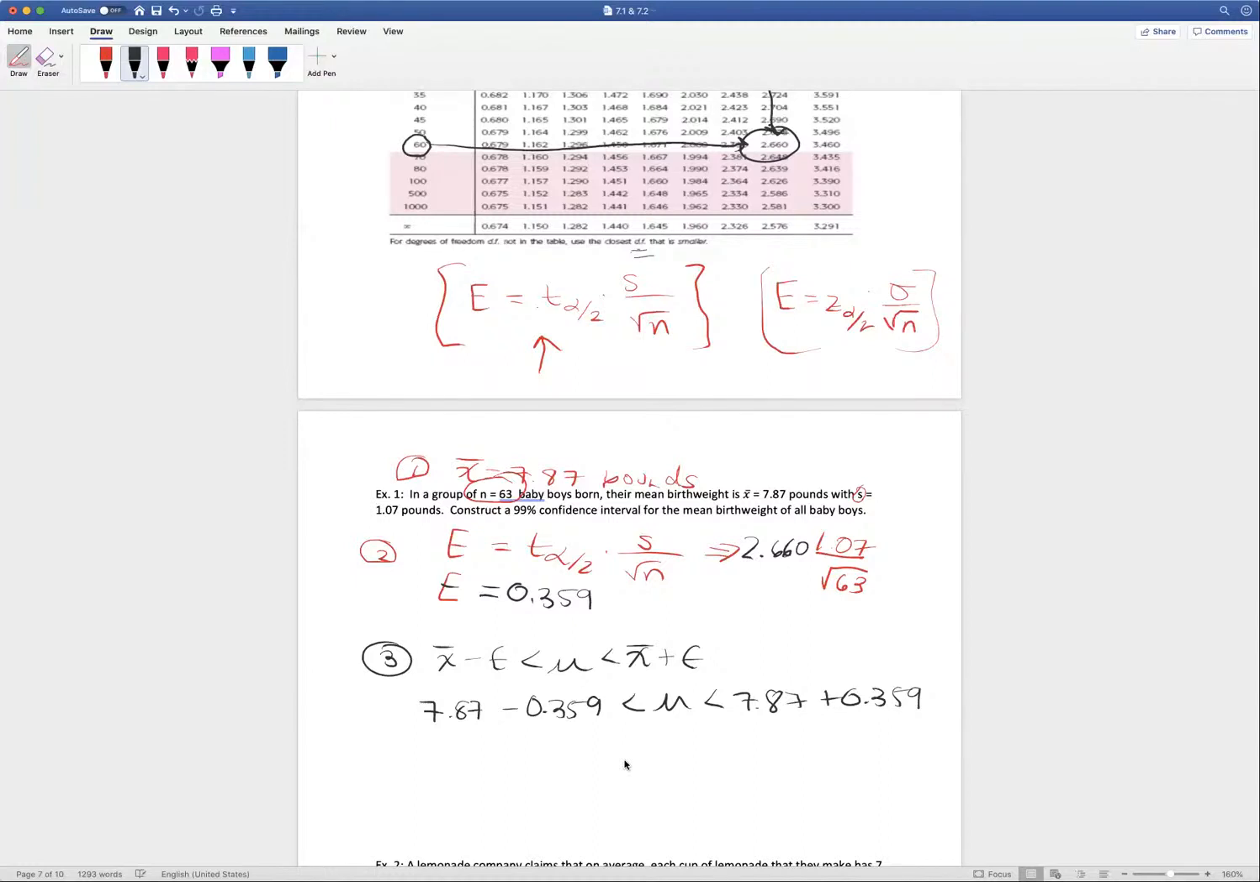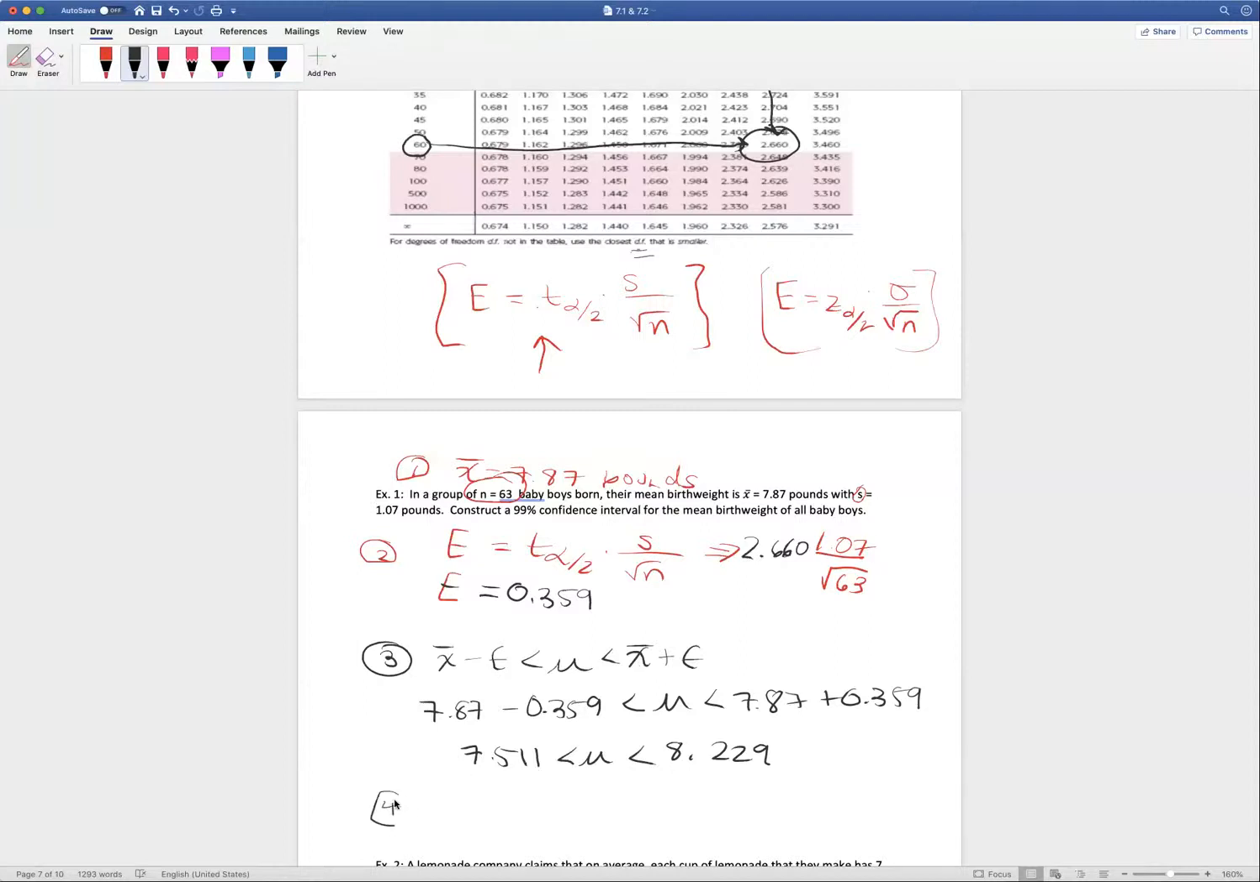And then combining these two together, 7.87 minus 0.359, we get 7.511, which is less than the mean, which is less than 7.87 plus 0.359, which gives us 8.229. And this is in terms of pounds, so whatever unit you use, we're going to be consistent with it.